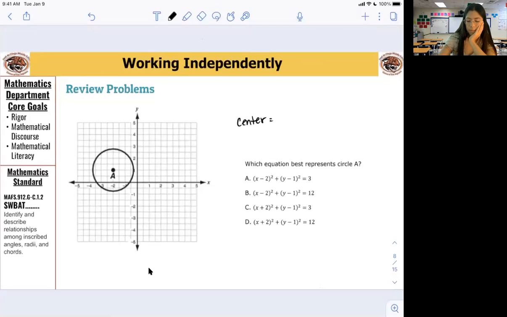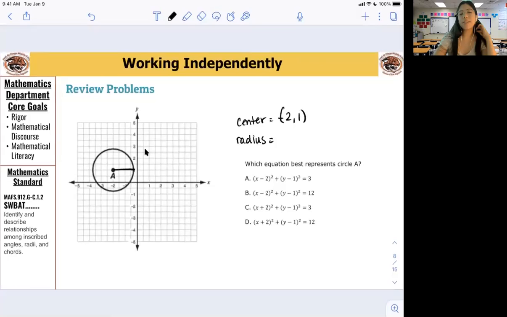-2, 1. Approximately what is the radius of the circle? 1.5? 3.5? No, because it's 1.75 or 1.5. So what's the issue? When we read the radius, you've got to pay attention to the numbers on the axis. Yes, there's 3.5 boxes. But how much is each box? 0.5.